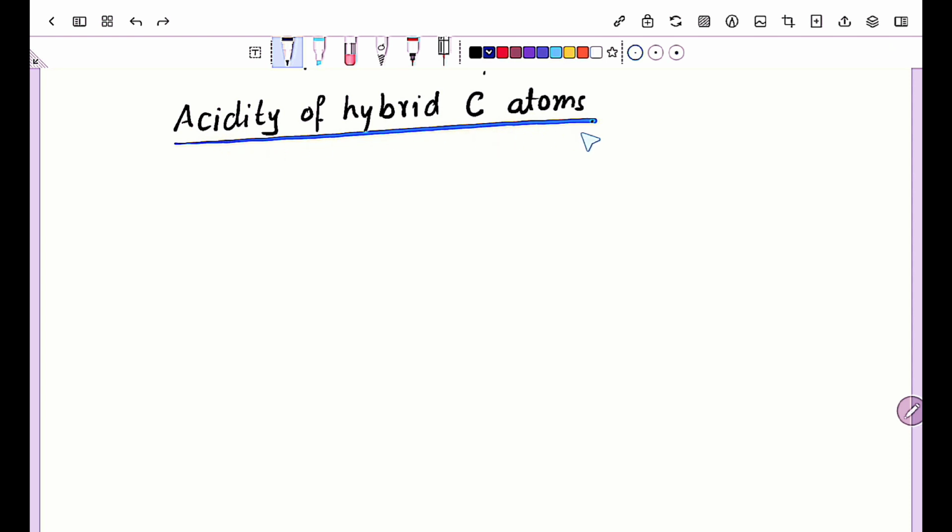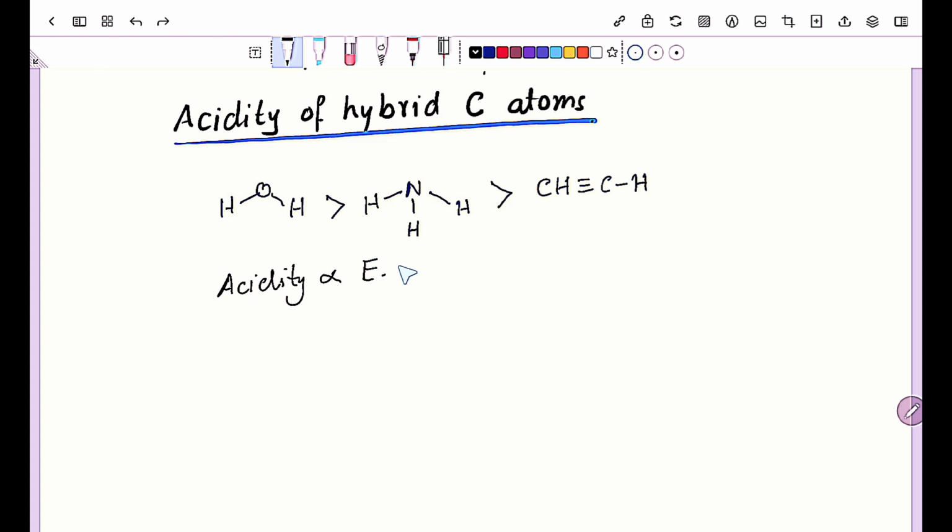Acidity of hybrid carbon atoms. Remember, the acidity of an atom depends upon the electronegativity of the atom to which the hydrogen is bonded. For example, take water, in which hydrogen is bonded to oxygen, NH3, in which hydrogen is bonded to nitrogen, and acetylene, in which hydrogen is bonded to a triple bond carbon. Here, water is more acidic than ammonia, and ammonia is more acidic than acetylene. The reason is that oxygen is more electronegative than nitrogen, and nitrogen in turn is more electronegative than carbon. So we can write that acidity is directly proportional to the electronegativity of the atom to which hydrogen is bonded.